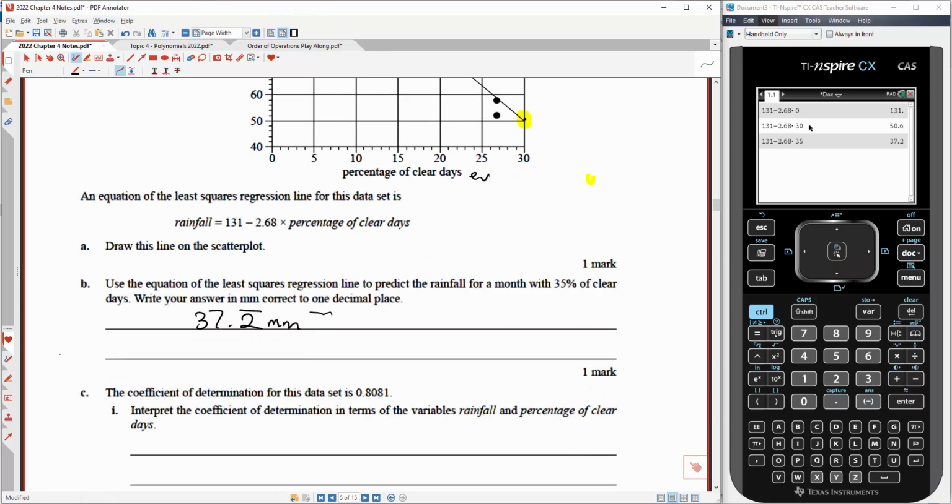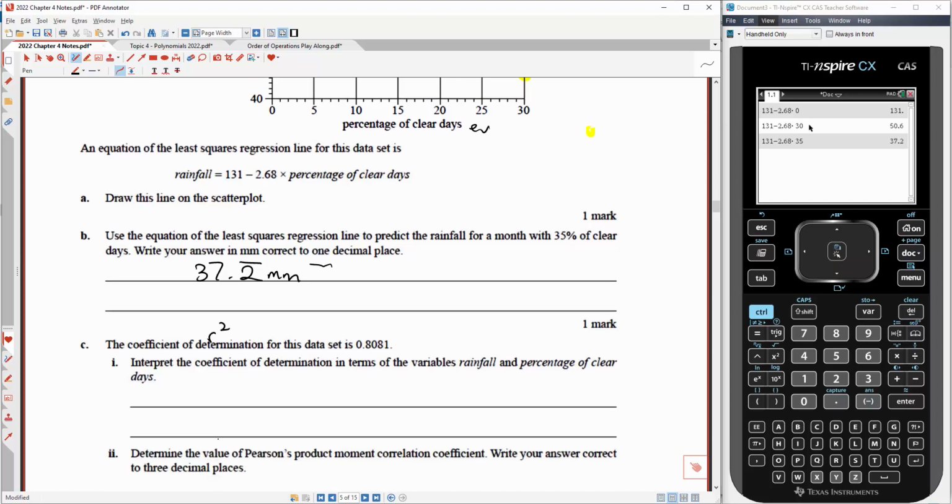All right, the coefficient of determination. Okay, so the coefficient of determination is r squared. And it's that value there. Interpret the coefficient of determination in terms of the variables rainfall and percentage of clear days. So here's the point where you get the script out.